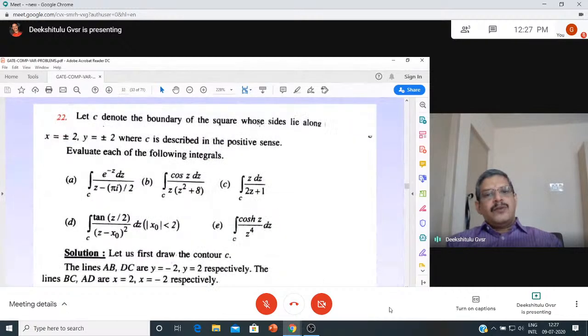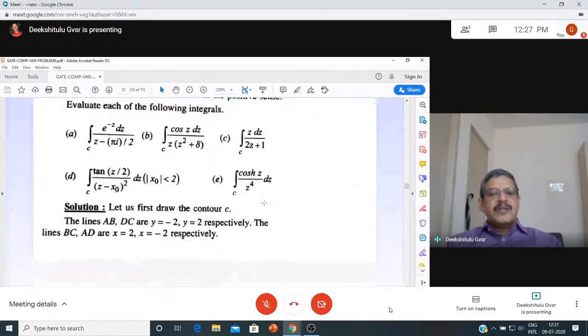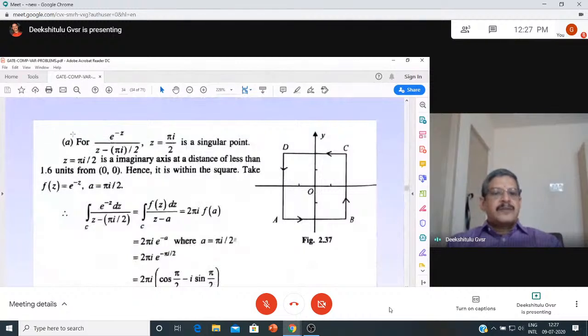Let C denote the boundary of the square whose sides are so and so forth. Then evaluate each of the integrals. The first is e power minus z by z minus pi i by 2. So z is equal to pi i by 2 is the singular point here. We check whether it lies inside the region or not. The point is on the imaginary axis at a distance less than 1 by 6. Pi i by 2 is this point here, somewhere here.